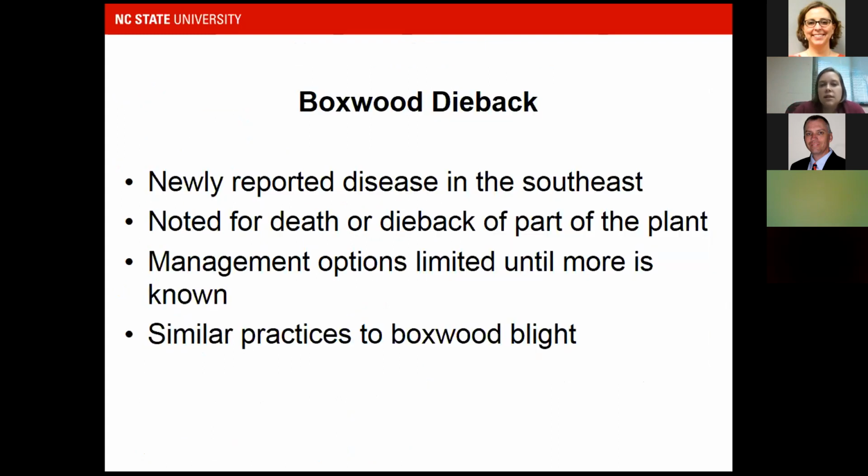Another disease to touch on is boxwood dieback. This is a newly reported disease in the southeast, with a lot of reports coming out of Louisiana. It's noted primarily for death or dieback of part of the plant. Right now the management options seem limited until they know more about this disease and the pathogen. It is caused by a fungus, Toxtricum, but you can go ahead and manage it with practices similar to boxwood blight.